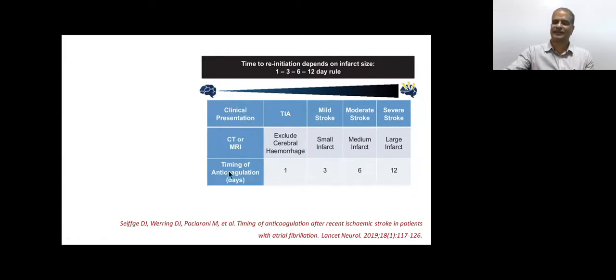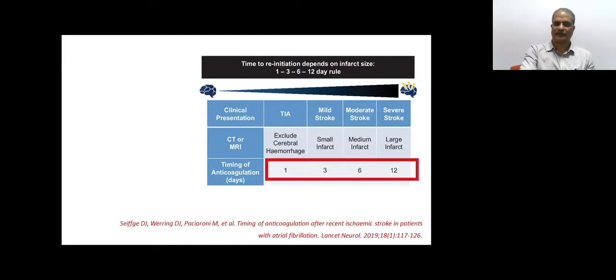So basically this is a rule all of us follow: 1, 3, 6, 12. Okay. So if you have a minor stroke or a TIA, you can start the same day. Small infarct, you can start on day 3. Medium infarct, sixth day. And large infarct, more than 12 days. Okay. You might even push it further. So this is the 1, 3, 6, 12 rule.